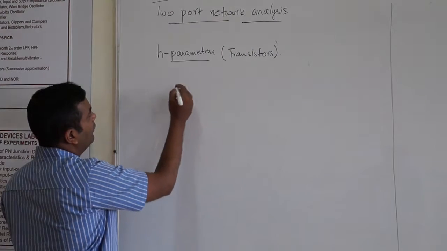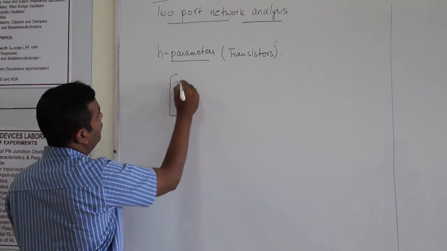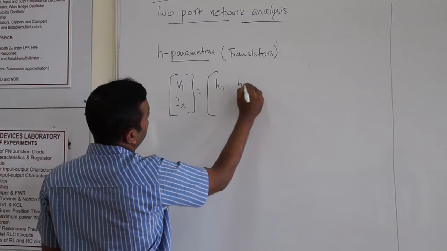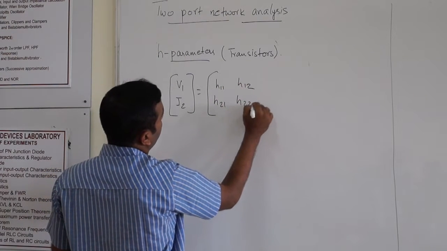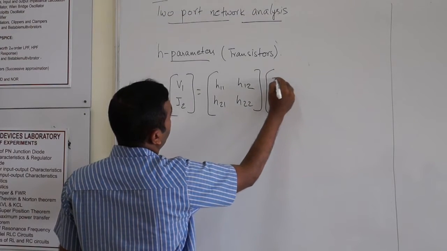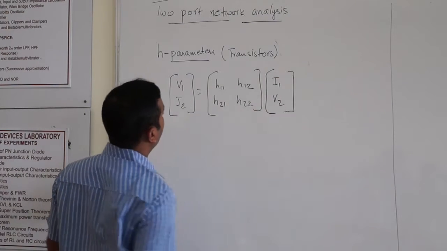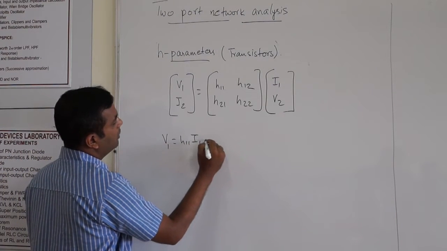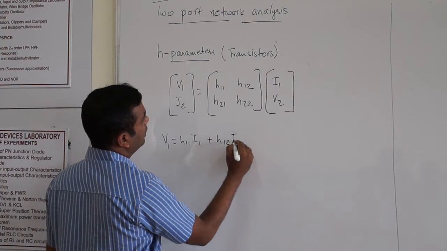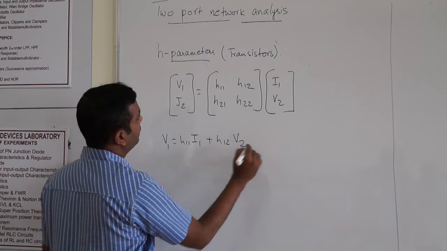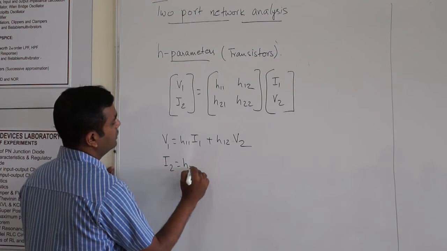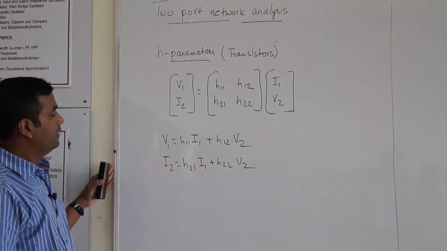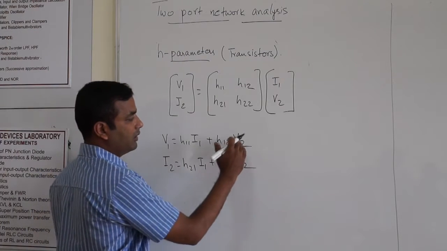So how do we have H parameters? For H parameters, we will have [V1, I2] is equal to [H11, H12; H21, H22] times [I1, V2]. So if you expand this, I'll have V1 is equal to H11 I1 plus H12 V2, and then I2 is equal to H21 I1 plus H22 V2.